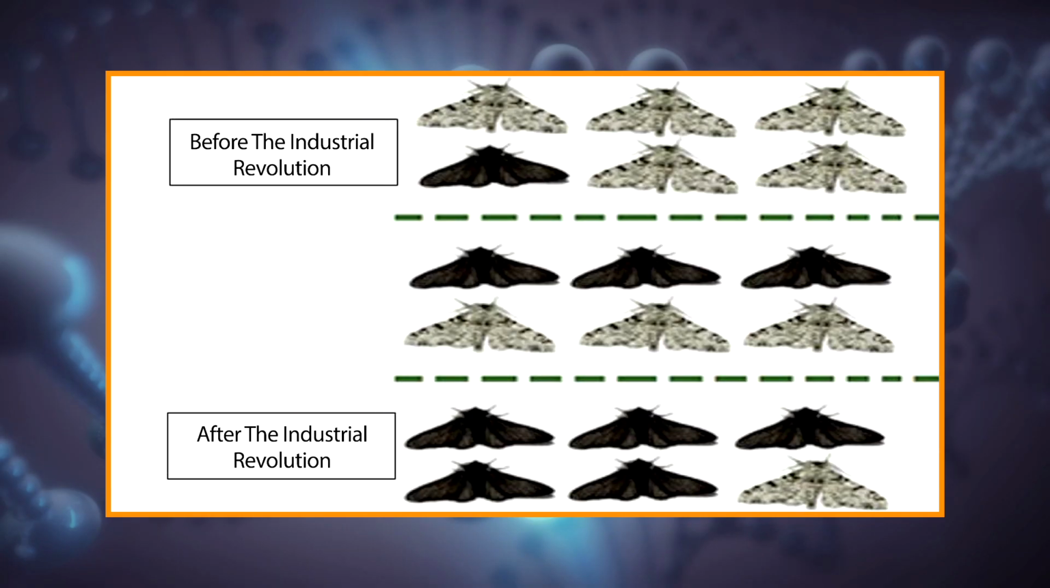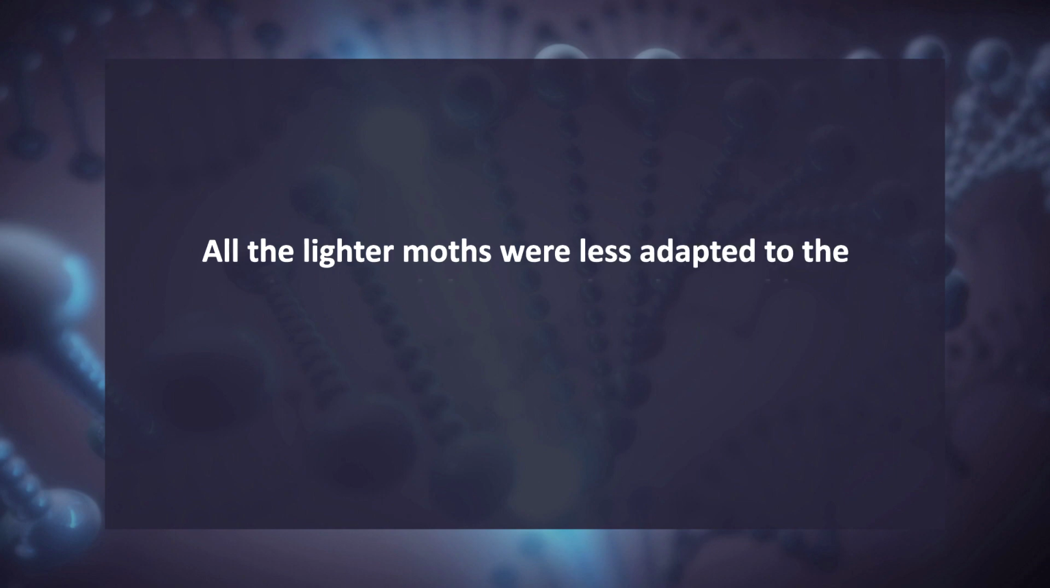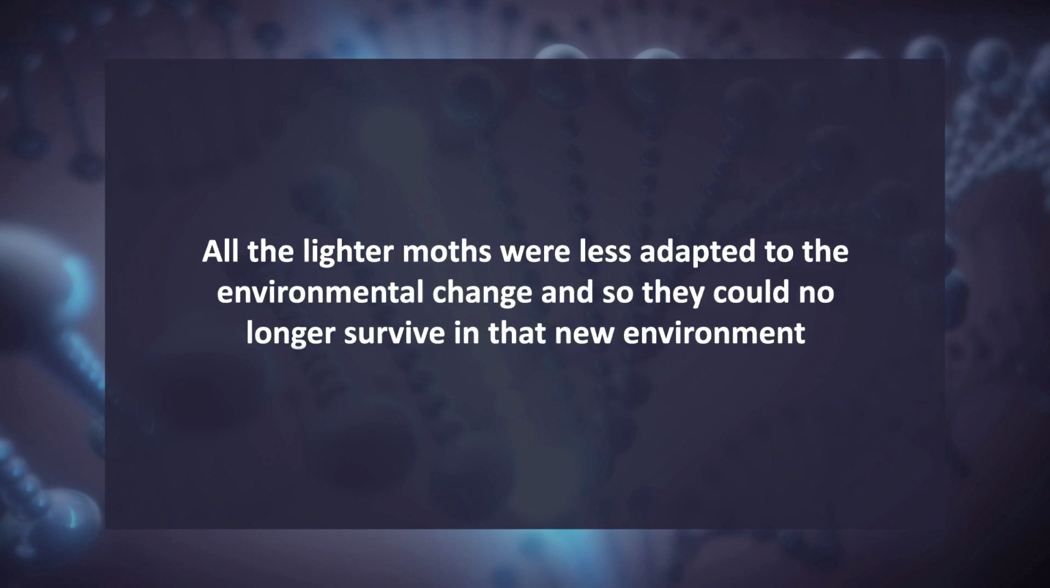When Britain began industrializing, the soot from the factories would land on trees, and so the darker moths then had an advantage over the light ones as they could easily hide from predators. Before the soot, both types of moths were eaten by predators. However, now that the darker ones were able to hide, the lighter ones got eaten more often. The population of the darker moths rapidly increased while that of the lighter ones rapidly decreased until only the darker moths were left. All the lighter moths were less adapted to the environmental change, and so they could no longer survive in that new environment.